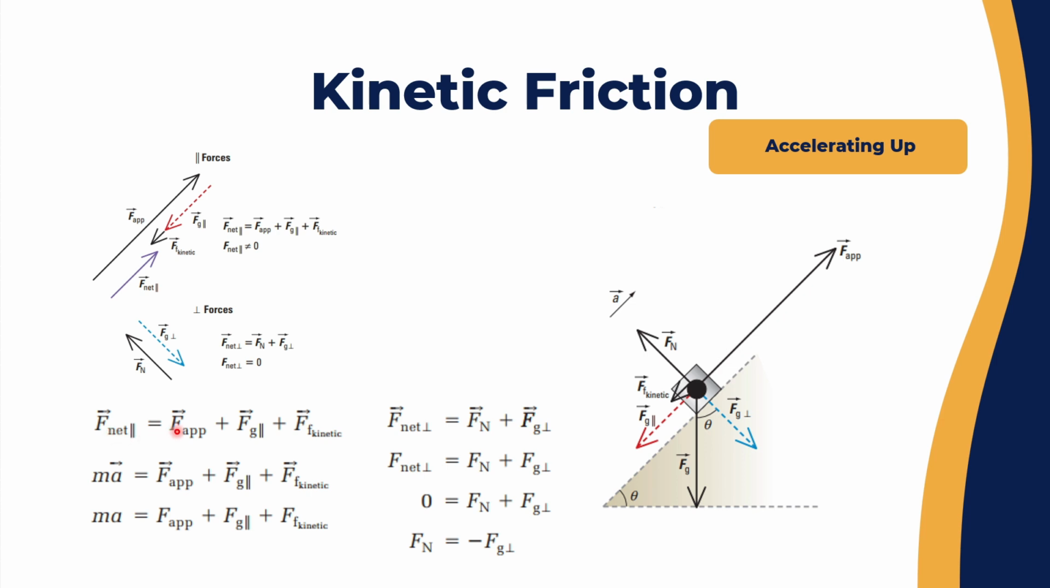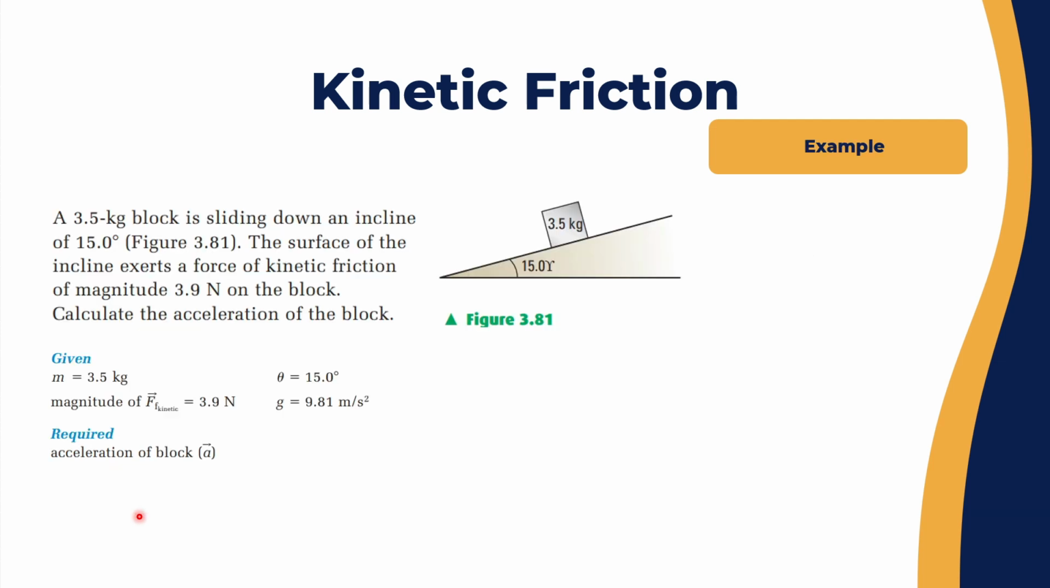And for the F net parallel, we can analyze the forces and replace F net parallel with mass multiplied by acceleration. You substitute the values given in the problem, and you will be able to find the final solution. We have an example here on kinetic friction force. There is a 3.5 kilogram block sliding down an inclined surface inclined at 15 degrees. The surface of the incline exerts a force of kinetic friction of magnitude 3.9 newtons on the block. Calculate the acceleration of the block.